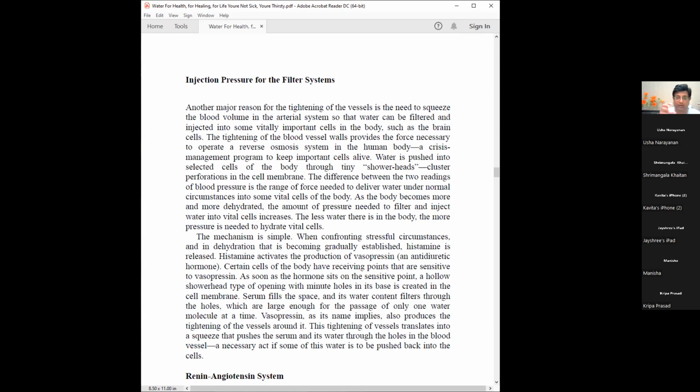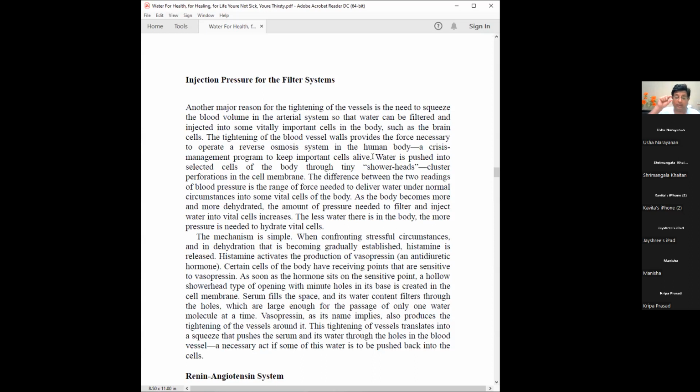So what does this mean, right? There has to be a pressure created outside the cell for the water to be able to go into the cell, right? If the pressure outside is not enough, then the water will not go into the cell. Water is pushed into the selected cells of the body through tiny shower heads, cluster perforations in the cell membrane.